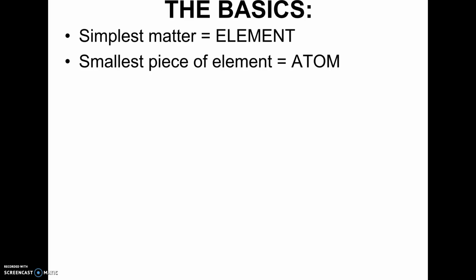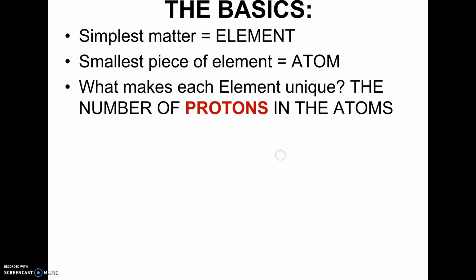For example, you could have one atom of gold and one atom of hydrogen, and they would be very, very different from each other. They have specific properties. But if I take a proton from hydrogen and a proton from gold, the protons would be identical. Because once we go smaller than an atom, protons, neutrons, and electrons are all the same no matter which element they are in.